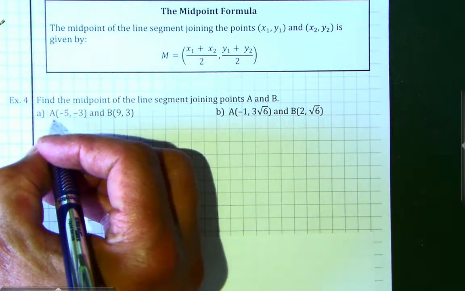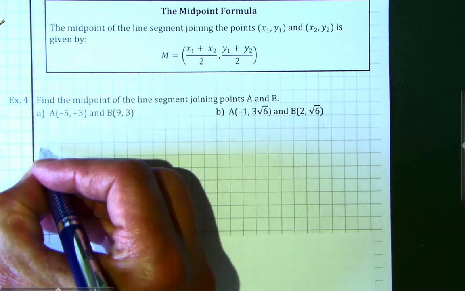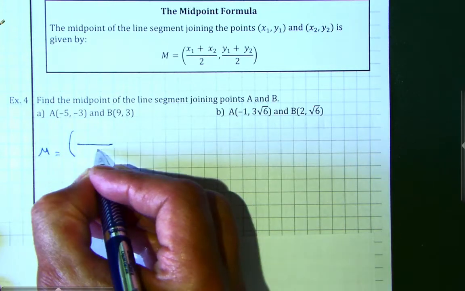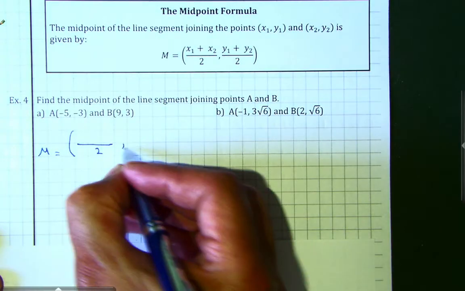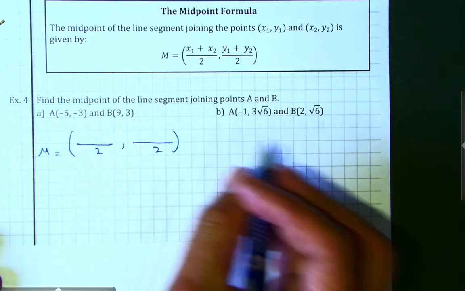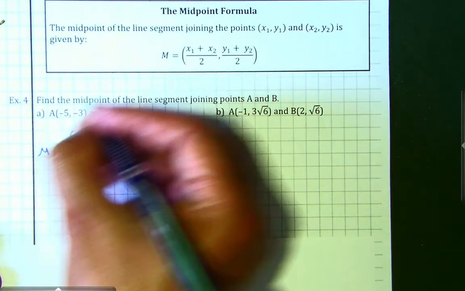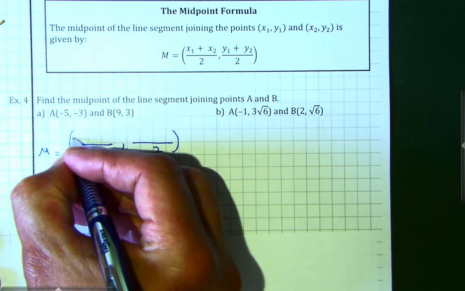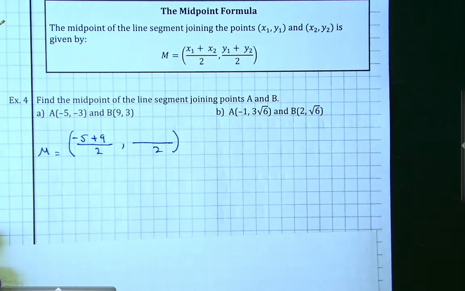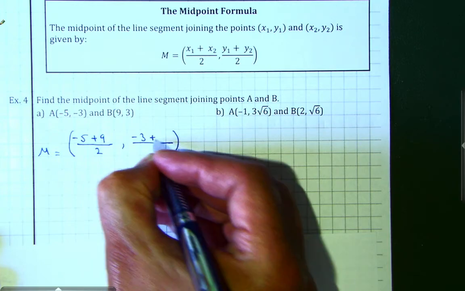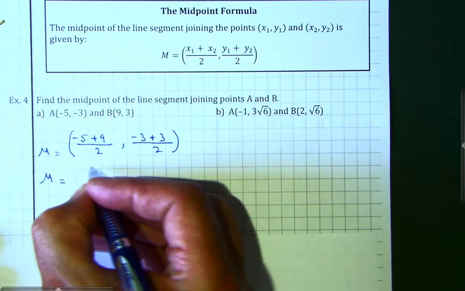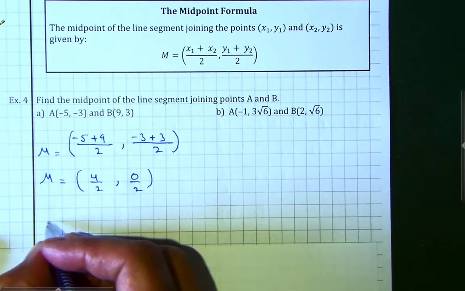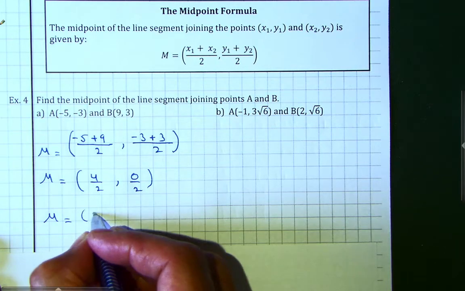So let's find the midpoint between A and B. Your midpoint will be the average of your x's and the average of your y's. Now in this case it will be just x1 plus x2. Because we are adding them, it doesn't matter the order. It will be negative 5 plus 9, 3 plus 3. So this will be 4 divided by 2 and 0 divided by 2. So therefore your midpoint will be 2 comma 0.